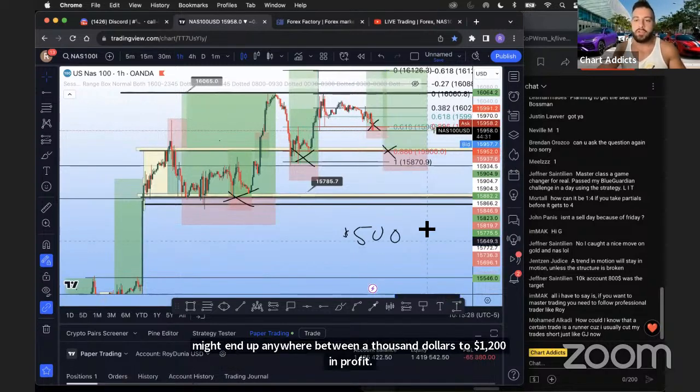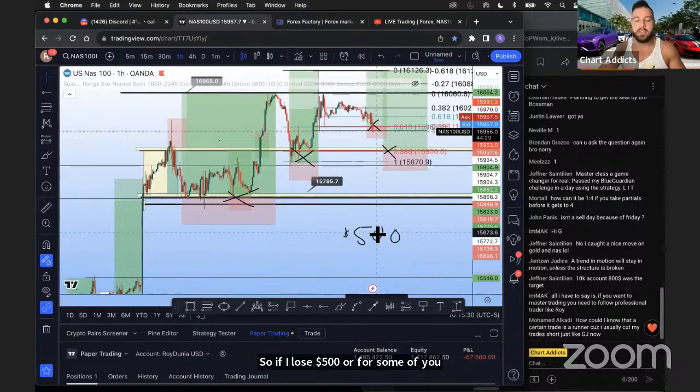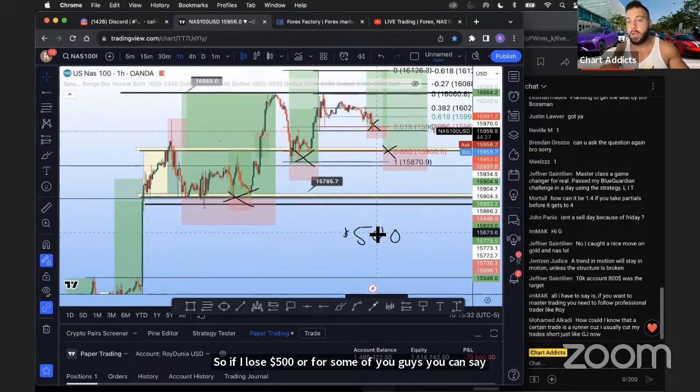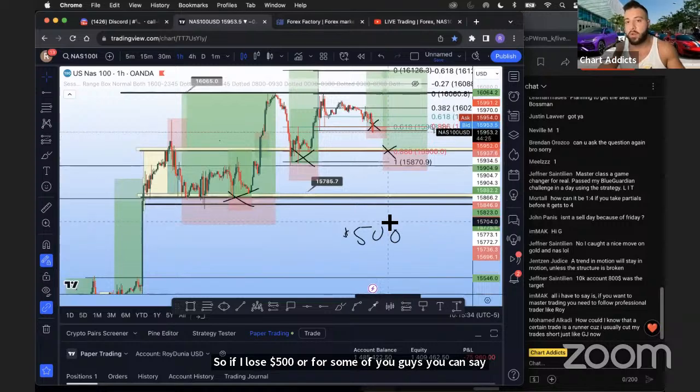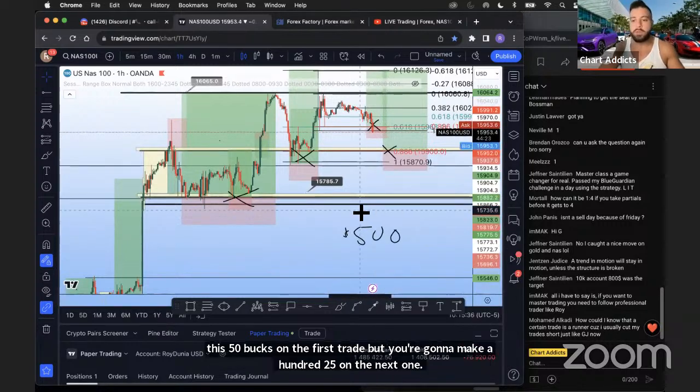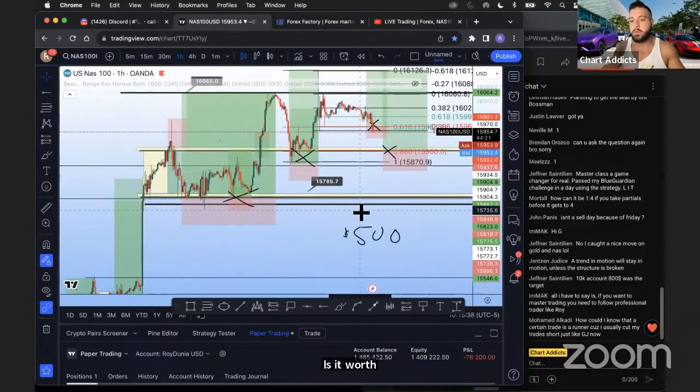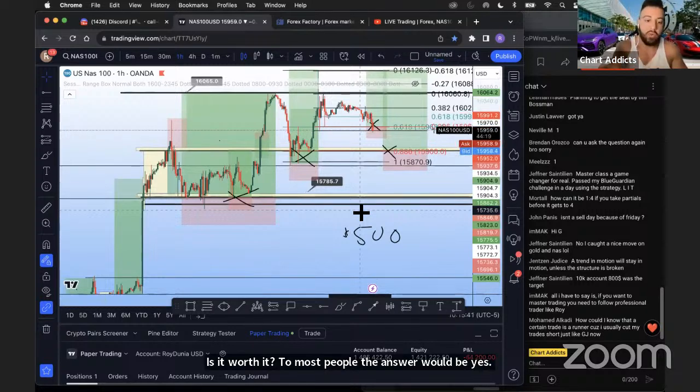So if I lose $500, or for some of you guys, you can say that's $50 on the first trade, but you're going to make 125 on the next one. Is it worth it? To most people, the answer would be yes. So this is how I'm looking at risk and reward.